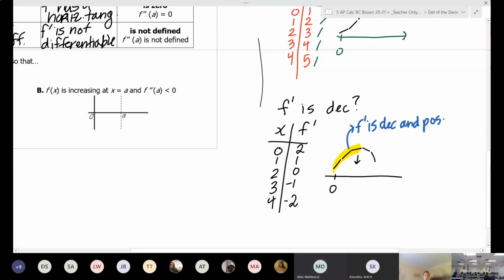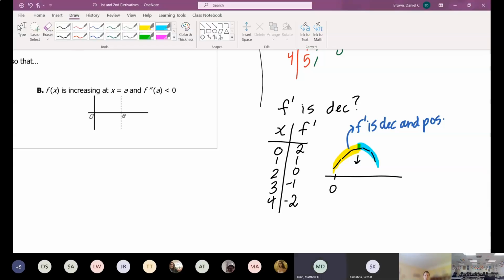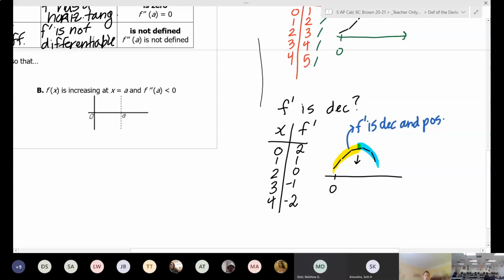But on the other side of 0, f prime is still decreasing because it's concave down. But instead of positive, it's now negative. So you have to keep separating that in your head. When I say decreasing, that's not the same thing as saying it's negative. So we're going to have to keep those words separated when we're talking about these graphs.